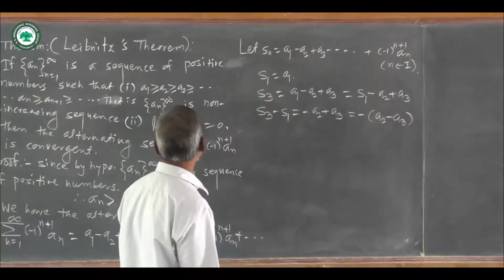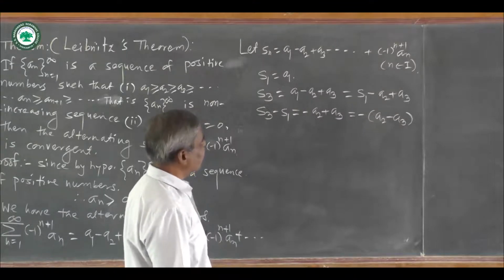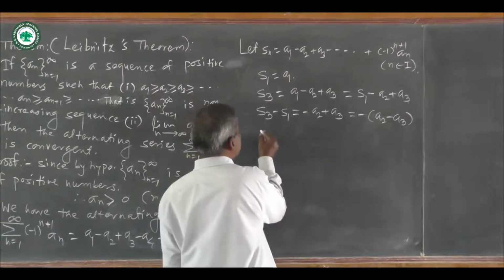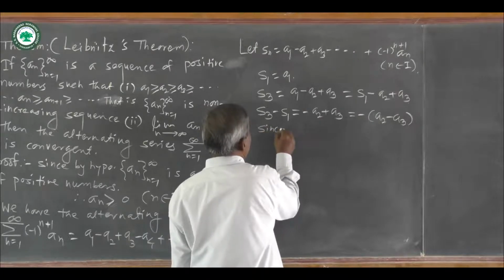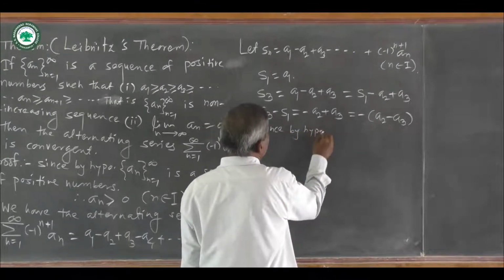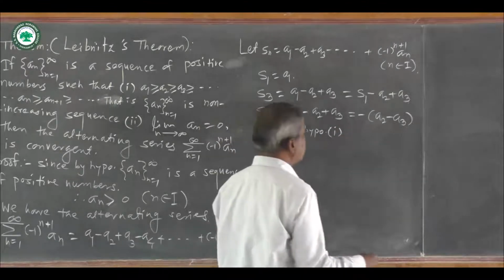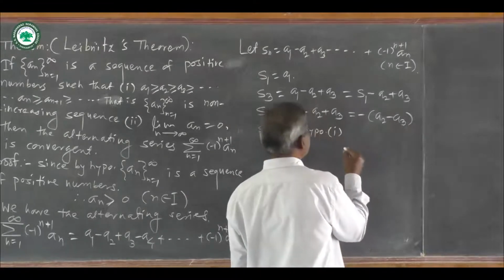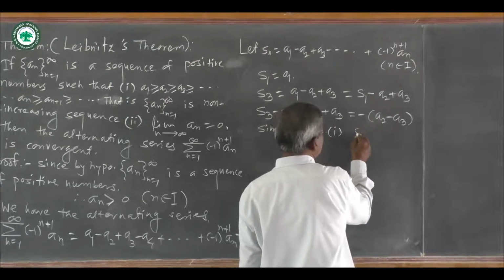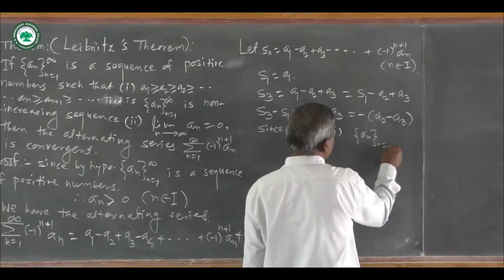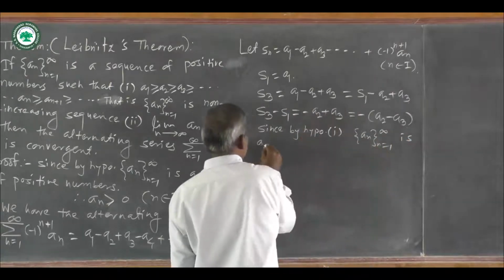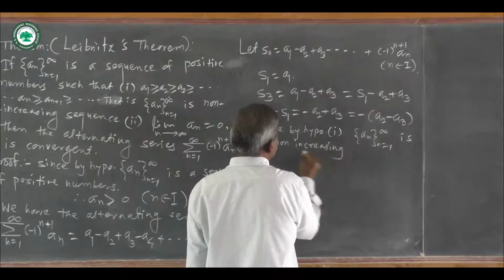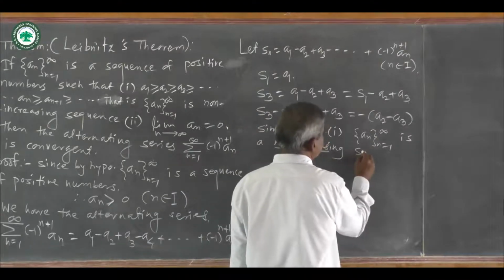Since by hypothesis 1, a1 is greater than or equal to a2, and a2 is greater than or equal to a3, the sequence a suffix n, n equals 1 to infinity, is a non-increasing sequence.